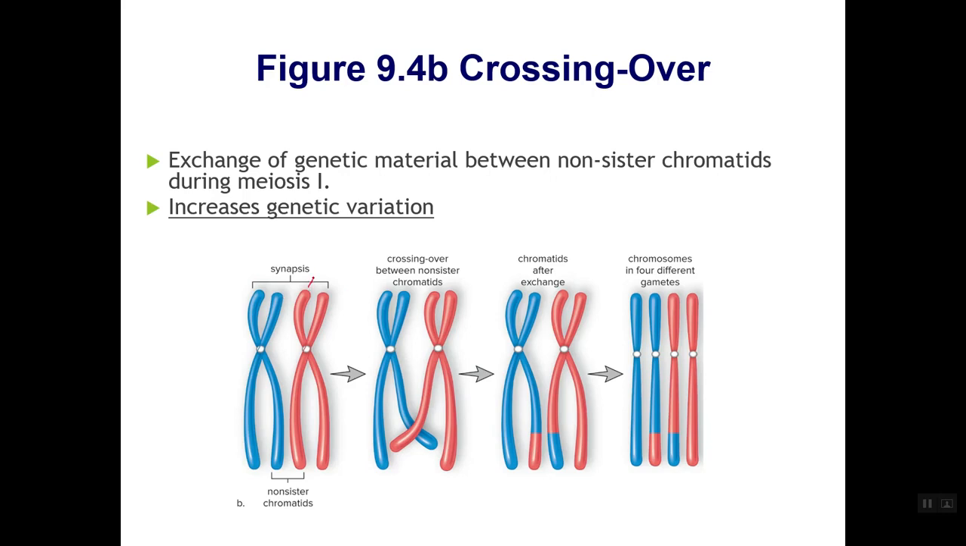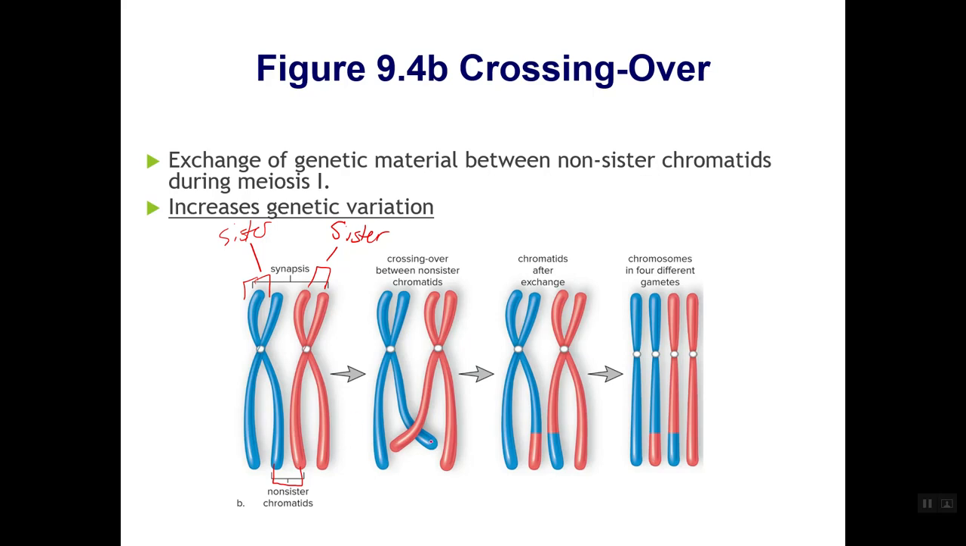These two in red are sister chromatids. They're genetically identical. That resulted from DNA replication that occurred in the S phase of interphase. Same thing here. The ones in blue, they're sisters. These, the blue one and the red one, are non-sister chromatids. One came from mom and one came from dad, therefore they can't be genetically identical.